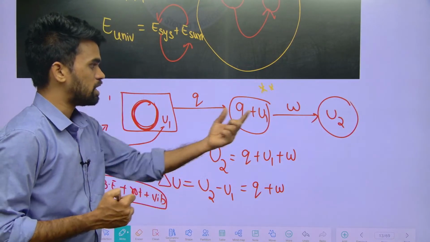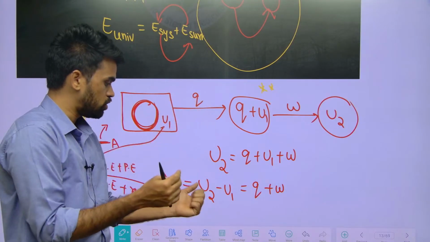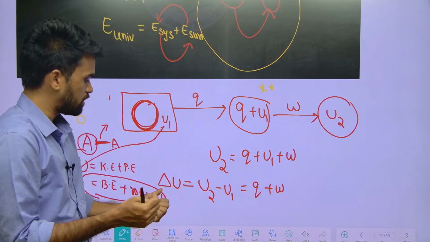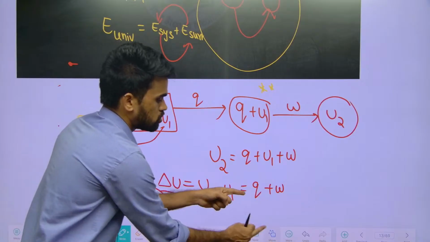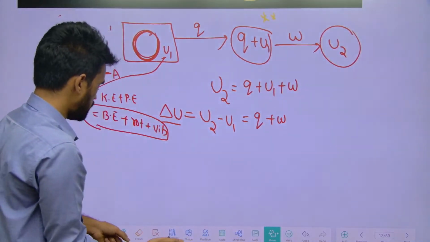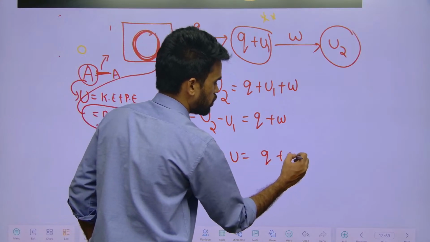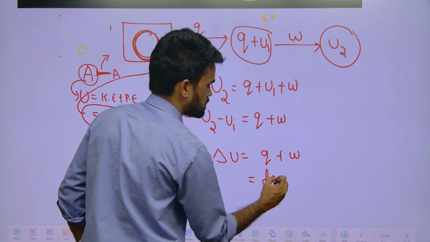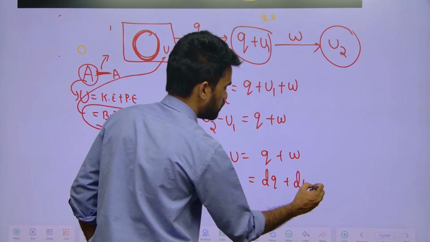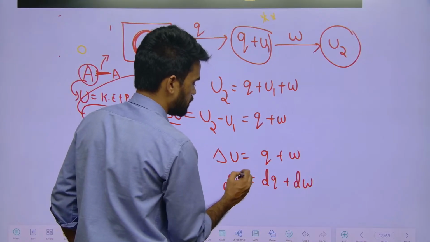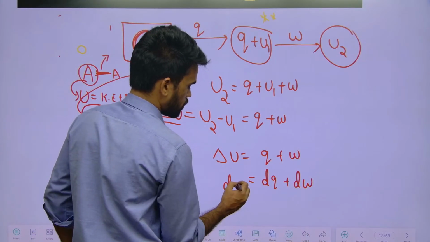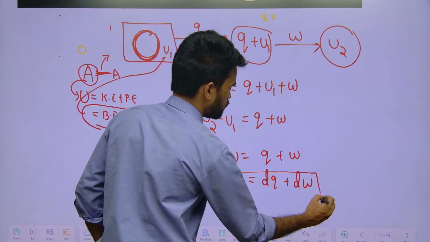So whatever the internal energy change is, U2 minus U1, I am indicating as delta U, which is equal to Q plus W. Okay, delta U is equal to Q plus W. You can also write this for small changes as dQ plus dW, which is equal to dU. Okay, that's it. This is the first law of thermodynamics.